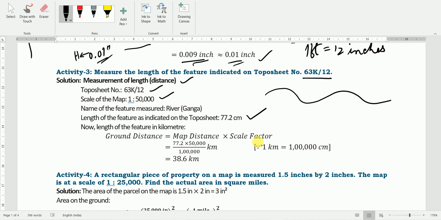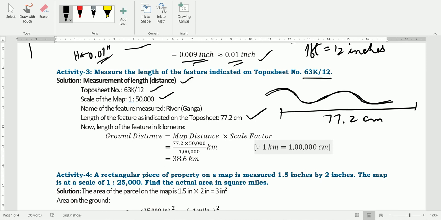Say for example, this is the Ganga river indicated, and we have to follow a thread along the Ganga river like this. After straightening it, the length of the thread is 77.2 centimeter. So this is the length of Ganga river on the map.